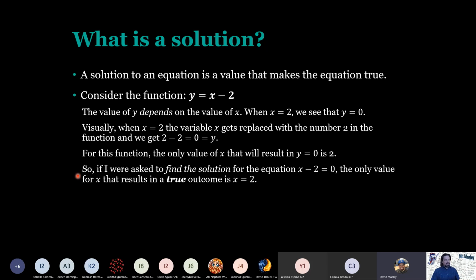So that means that if I were asked to find the solution for the equation x minus 2 equals 0, the only value for x that results in a true outcome is x equals 2. So in this case, x equaling 2 is the solution for the equation x minus 2 equals 0. There's only the one solution. There's no other possibility.